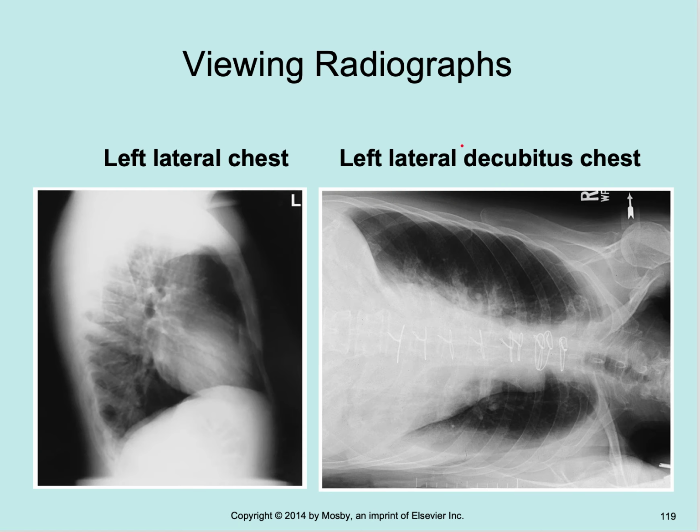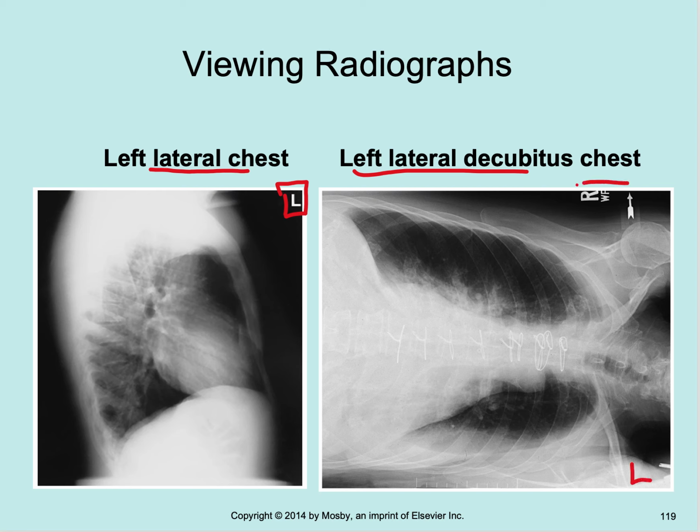So viewing radiographs, left lateral chest. This means that that left side is closest to the image receptor. It's a 2D image. So basically we can say that we're looking from the right side to the left side, with the left side being closest. Left lateral decubitus means that the left side is down.